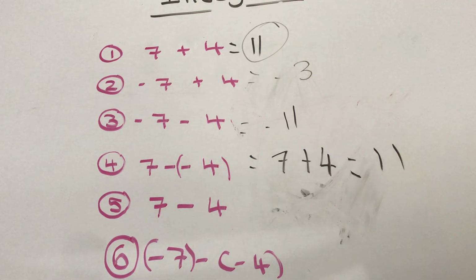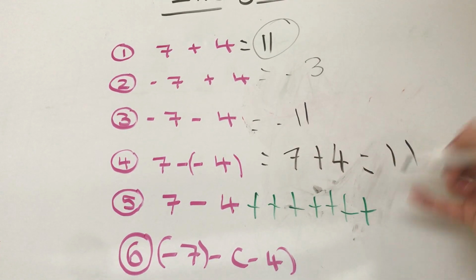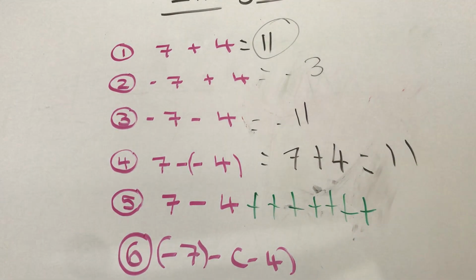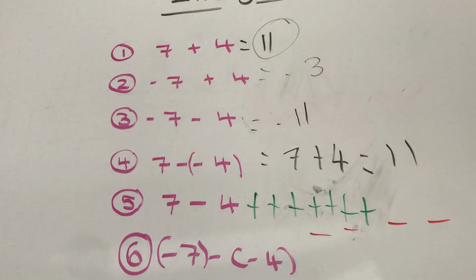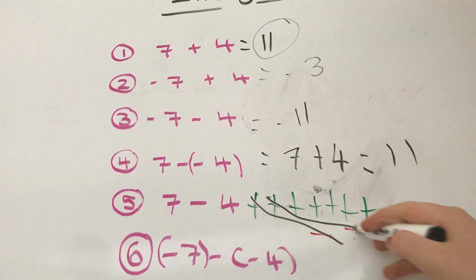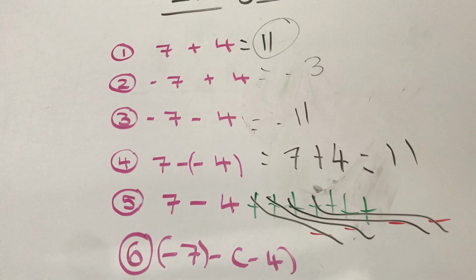Next we have 7 minus 4. So I have positive 7, which is going to look like 1, 2, 3, 4, 5, 6, 7. Minus 4, so negative 4: 1, 2, 3, 4. Positives and negatives cancel each other out, so this positive and this negative go, this positive and this negative go, this positive and this negative go, and this positive and this negative go. Meaning I'm left with positive 3. So it's equal to positive 3.